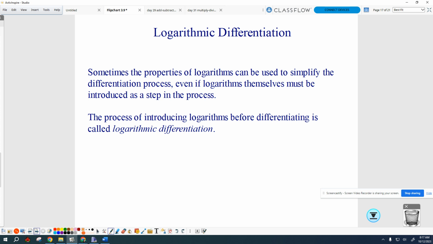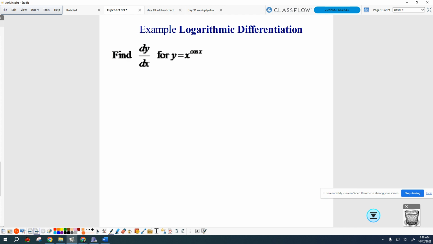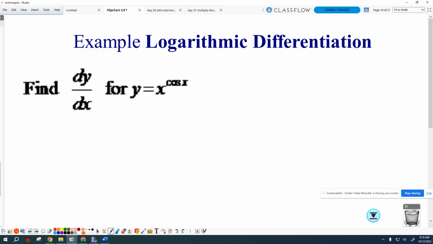Don't write this down, just there is a process called logarithmic differentiation, and when is it used? For things that Sydney brought up and that Nick had mentioned. Here we have a moving target to a moving target. X is a variable. Cosine of X is also a variable.